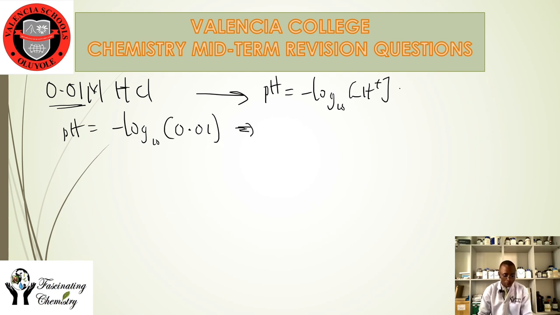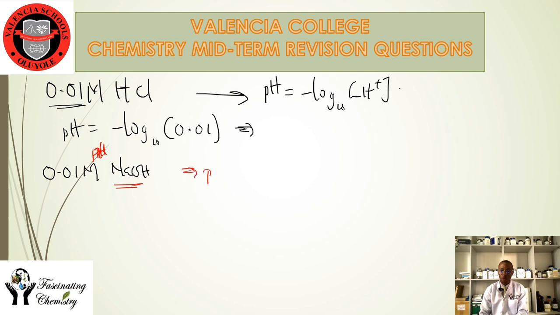Okay, the next question is to find the pH of 0.01 molar solution of sodium hydroxide. We are calculating pH again. We have to calculate the pH of this also. First, remember, pH is the concentration of hydrogen ion in an acid. But what we are given now is a base. So you cannot just calculate the pH straight on like that. The first thing you have to do is to calculate the pOH.